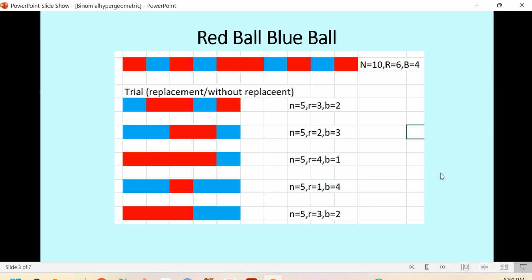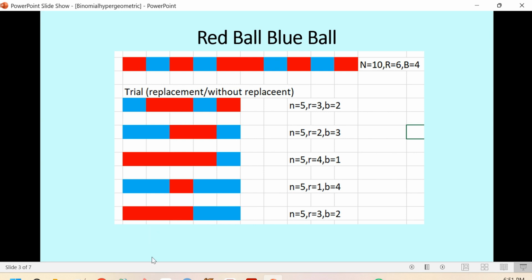Because we do not care about which position for the red ball, blue ball. We only care about how many numbers, right? So how many ways? This is same as to say we take 5 ball and no matter which 3 ball, red ball will be placed, we only care about 3 red ball. So this is the combination of 5, 3, right?